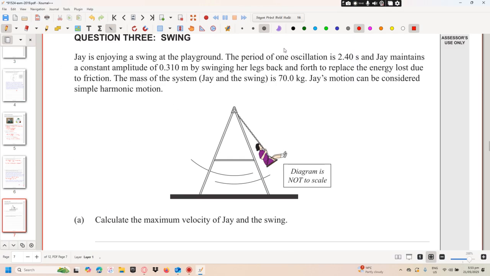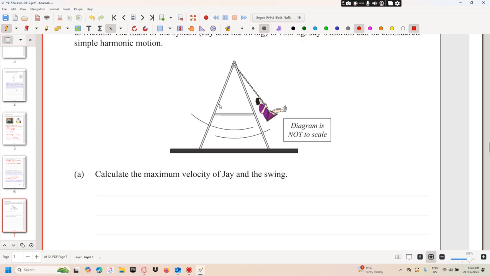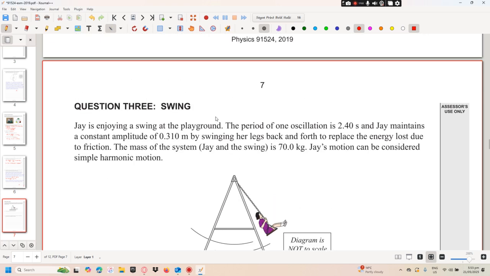Alright, question 3, swing. Oh no, it's simple harmonic motion, bro. Small angle approximation can go away. Look at that, that's just a mess. Whatever. Okay, go to the maximum velocity. Alright.